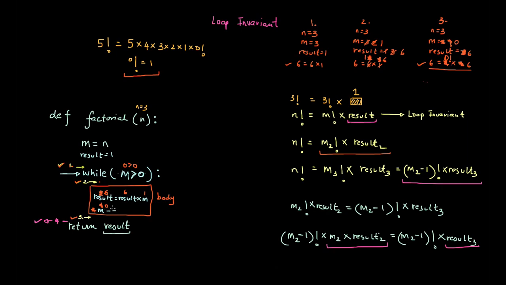Meaning what needs to be done at this point? Just return whatever is result. What is result? Result is 6. And as I said earlier, result is going to contain whatever is n factorial. So if n was 3, result now contains 6, which is actually n factorial.